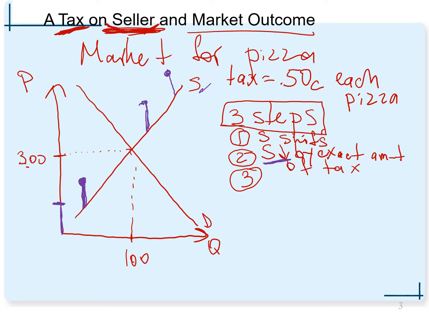it means that over here everything is 50 cents, and therefore I'm decreasing my supply by the exact amount of the tax. This is the key. Remember this for the test. So when we impose a tax on the seller, the supply curve is decreasing by the exact amount of the tax. Now let's look at this graph and see what happens here on the market.